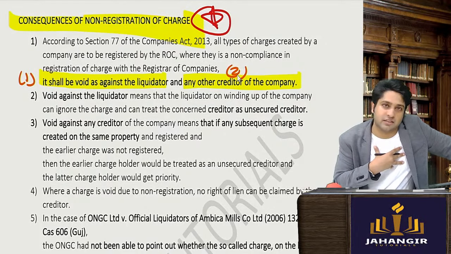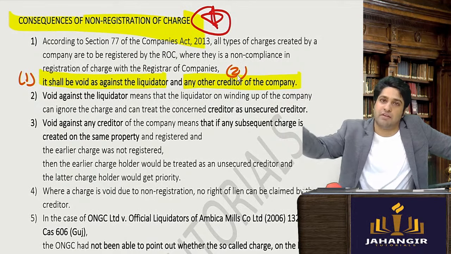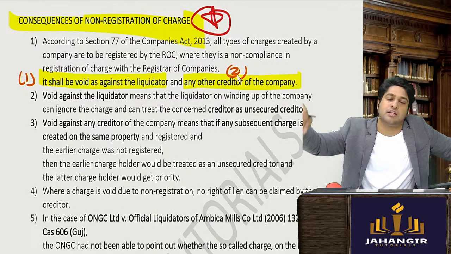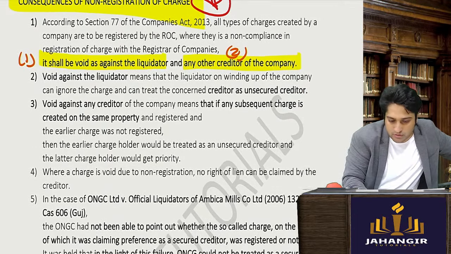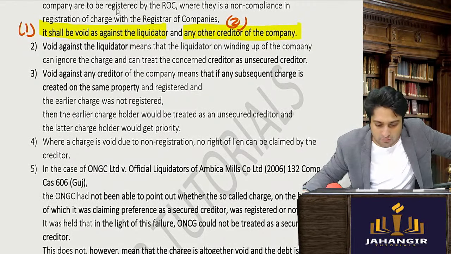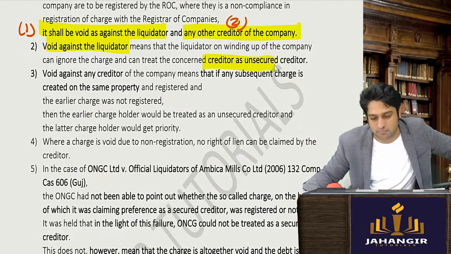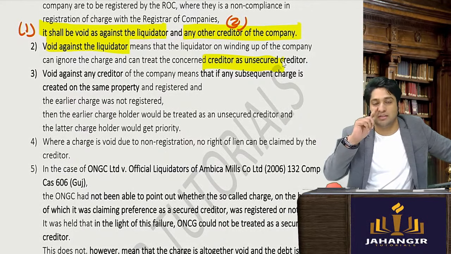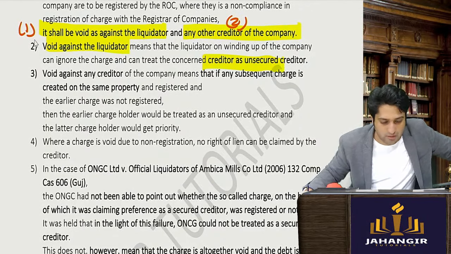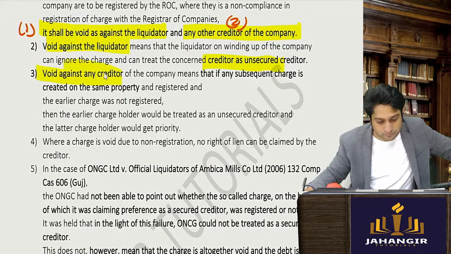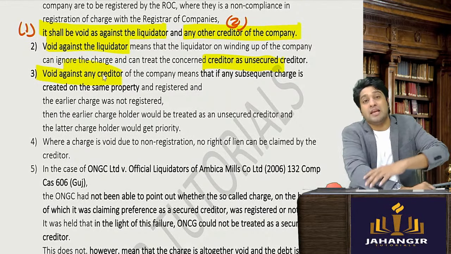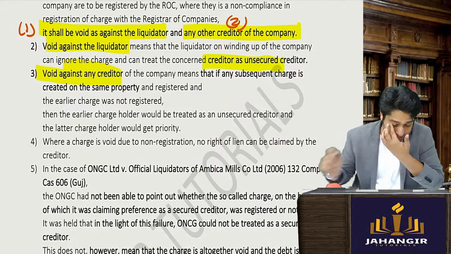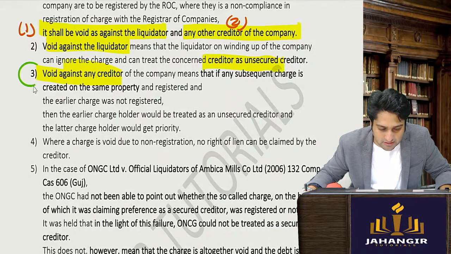Even the creditor cannot ask for preferential right or cannot ask for security or be treated as a secured creditor. So void against the liquidator means at the time of winding up, the liquidator cannot treat this person as secured. And void against the creditor means what? Even the creditor cannot claim any rights. Now, I'll give you an example of this, very, very interesting.